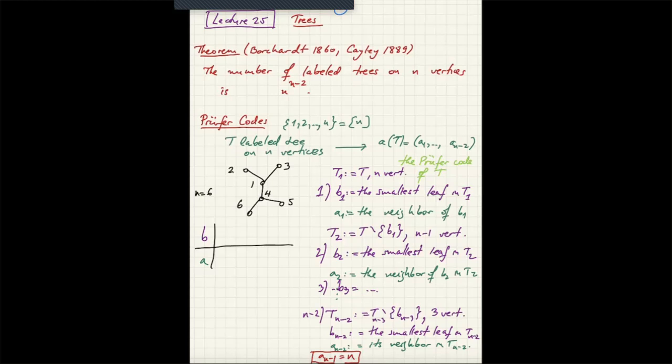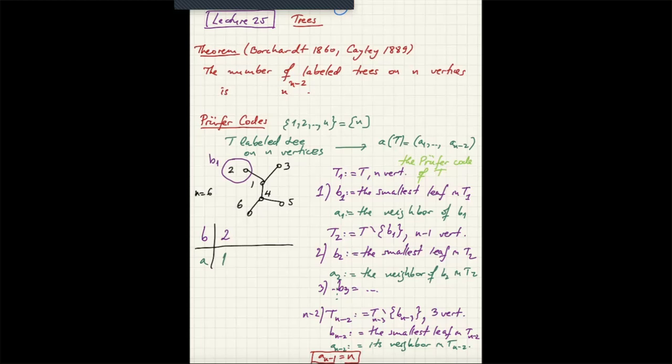So we start with T1, which is our tree T with n vertices. And in the first step, we denote by B1 the smallest leaf in T1. So in our tree on the left, the smallest leaf is this one. So this is going to be B1. And so we list it here as 2. And we denote by A1 the neighbor of this leaf. And that neighbor is 1.